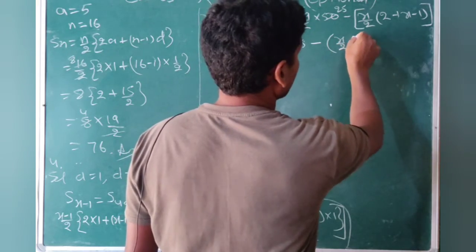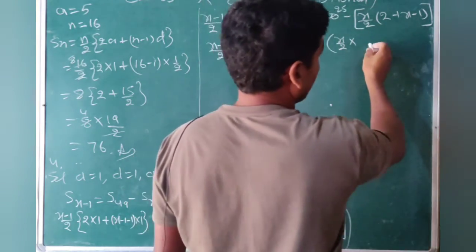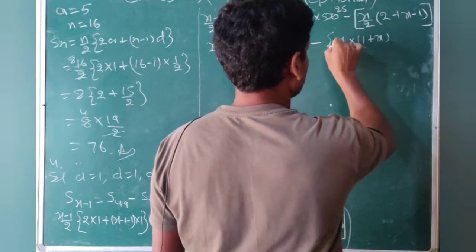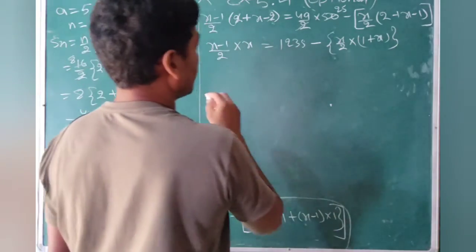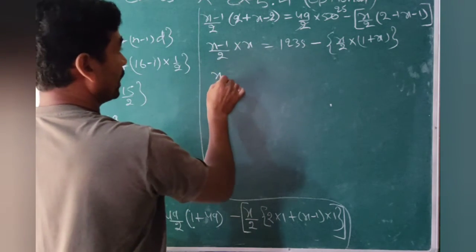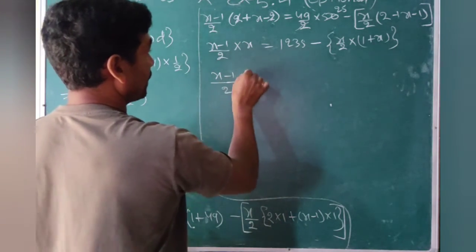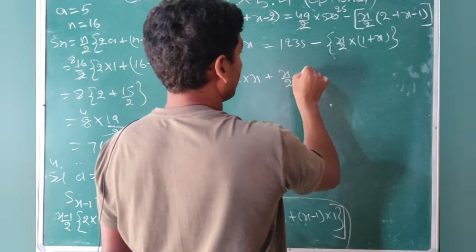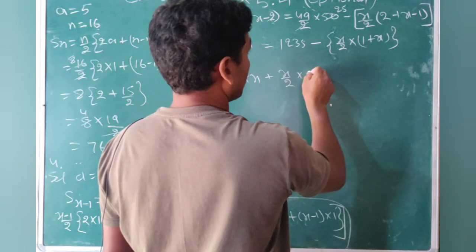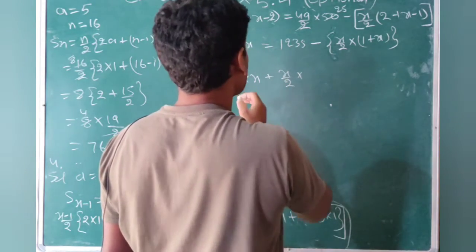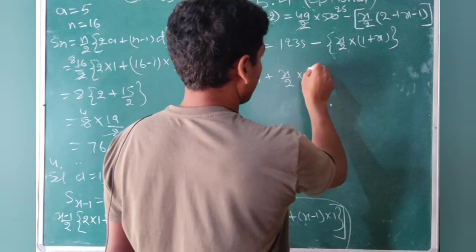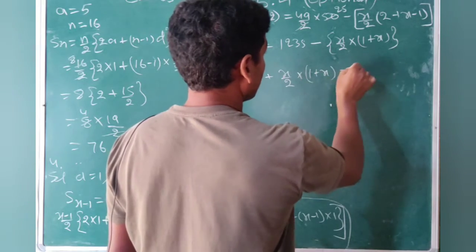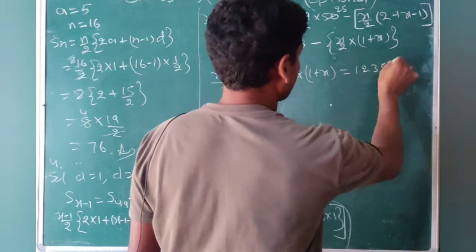x upon 2 multiply, that will be (1 plus x), (1 plus x), and then when this one comes to this side, (x minus 1) upon 2 multiply x, and then this will be plus x upon 2 multiply, like this, (1 plus x) is equal to 1225.